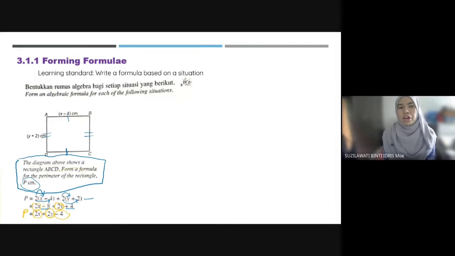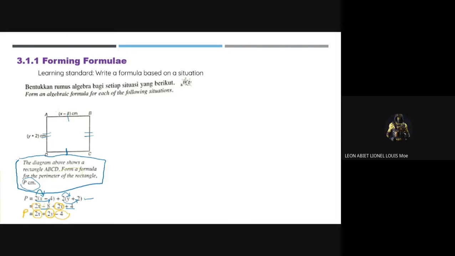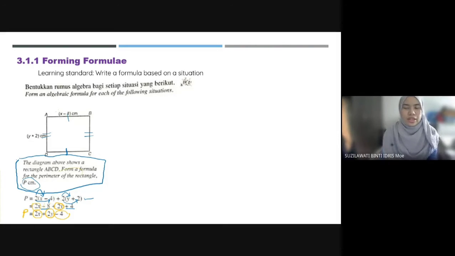Now we already formed a formula from the situation given. Do you have any question? Nope. No, teacher, have no question. Okay, good, clear. Let's proceed.